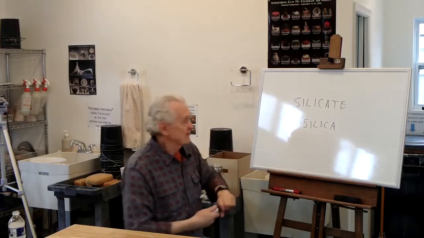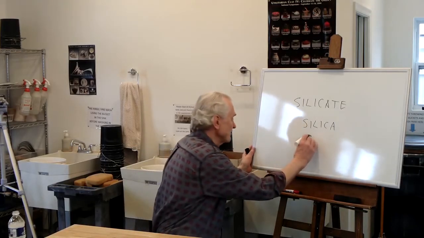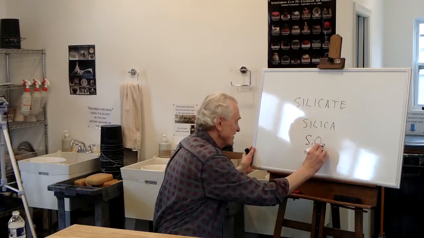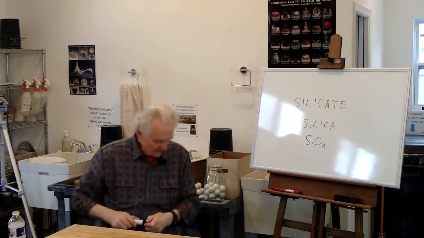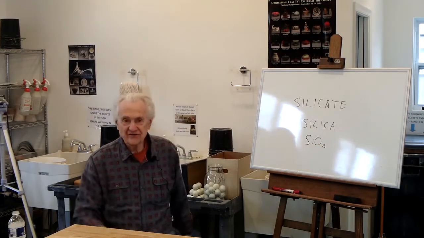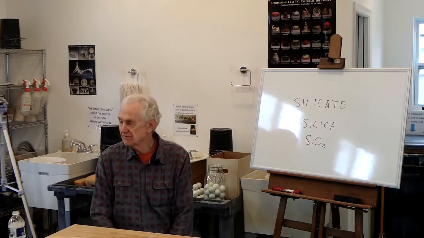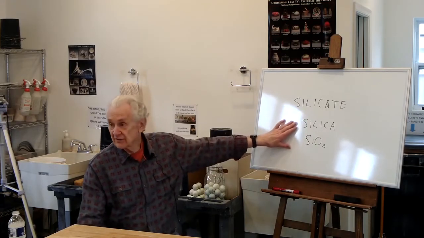So most of our glasses, if you're interested in the chemistry, the formula for silica is that. It's silicon dioxide, SiO2. And all of our glasses that we use for glazes are based on silica. They're mostly silica.